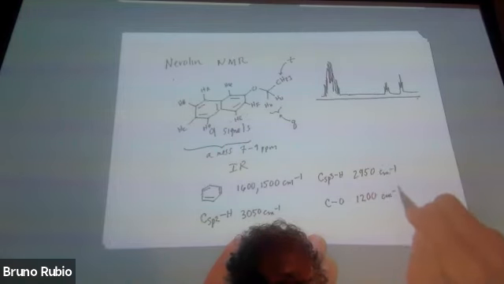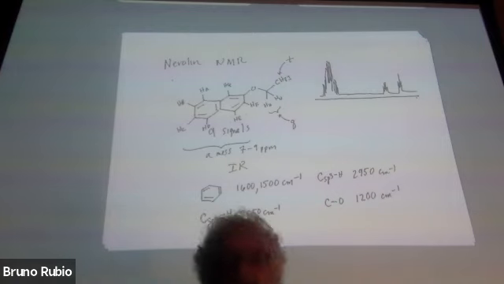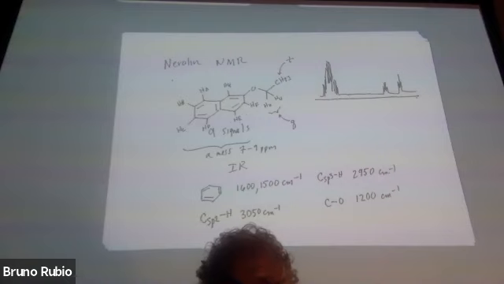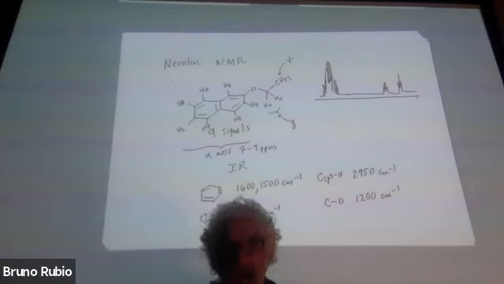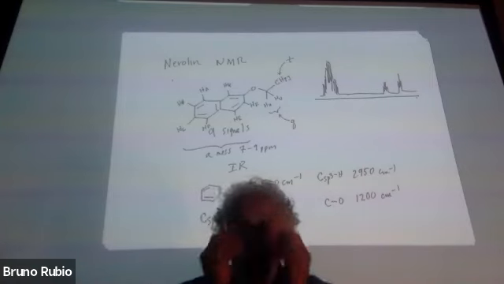So the IR of nerolin is not really that informative. I'm pretty sure that the teaching fellows will show you both the NMR and the IR of nerolin. The IR of nerolin, well, it's not really that informative. You can make out that you have a benzene ring in there somewhere, but all of these other peaks are going to be swamped by a bunch of other peaks as well.